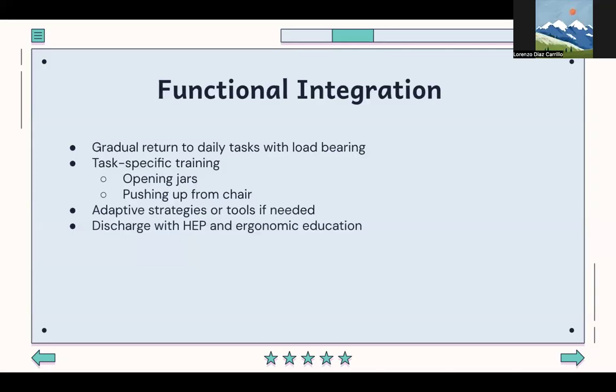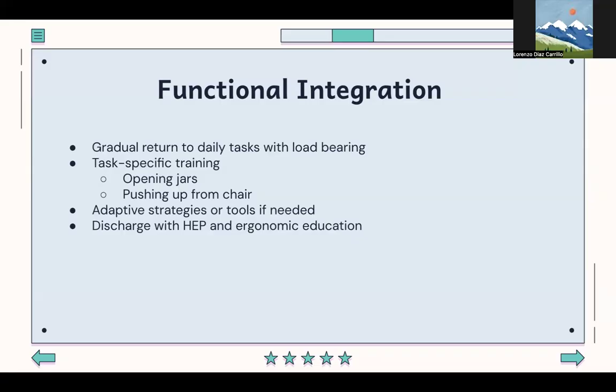Then we'll focus on task-specific training. So if the client struggles to open jars, you can practice graded grip and rotation with resistance. If turning a key hurt, then you can simulate the motion with various different tools in your clinic. And then you can reintroduce various everyday tasks in a gradual manner within the clinic. And this is where, honestly, you can get very creative.